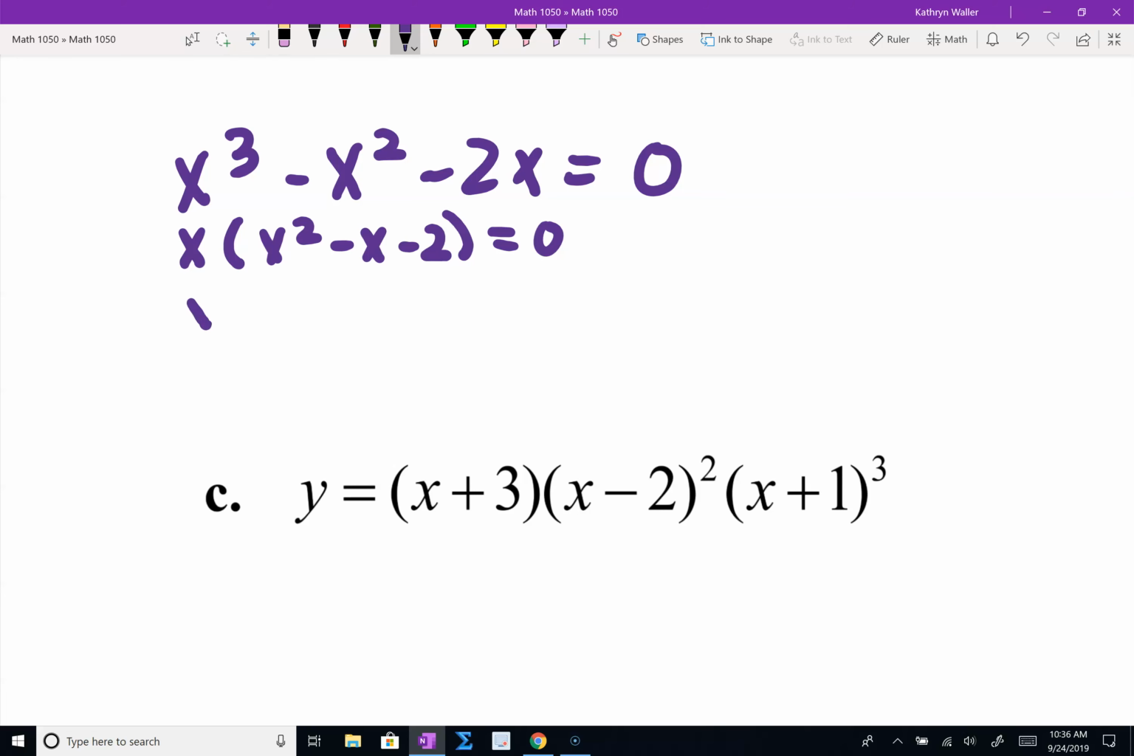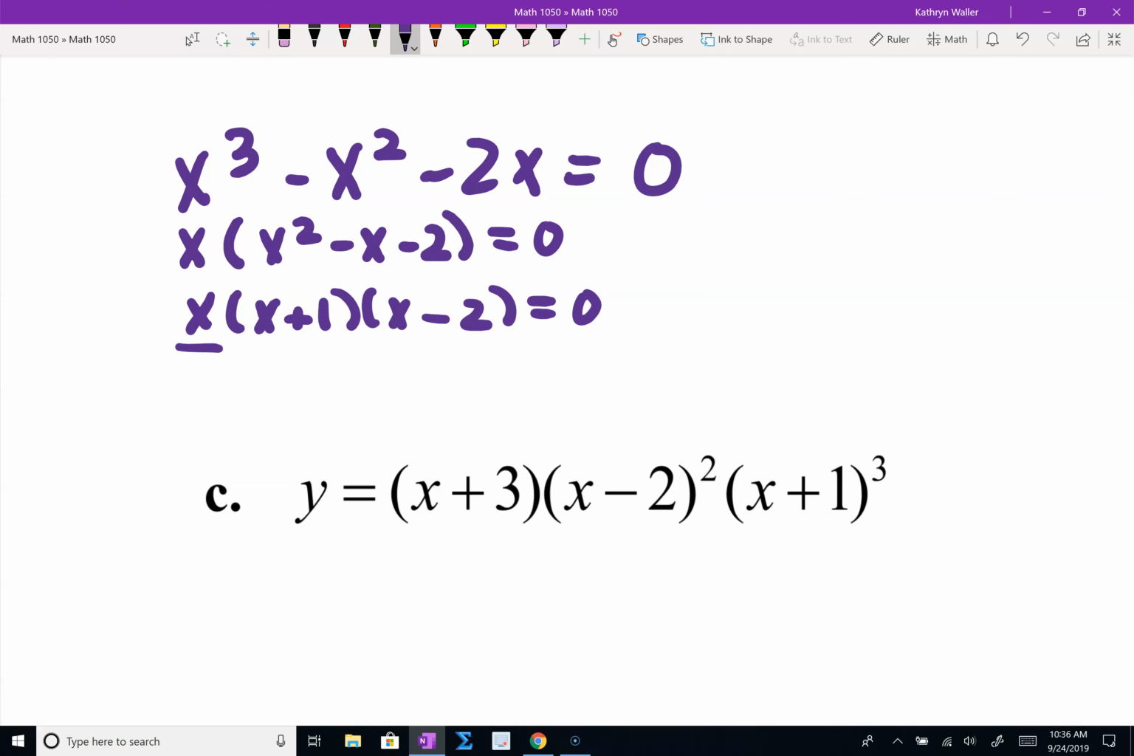Factor is correct. Good. So the x squared is going to go to an x and an x. Please don't forget your equals 0. The 2 goes to a 2 and a 1. Signs are different because it's the negative. So the 2 is the negative and the 1 is a positive.